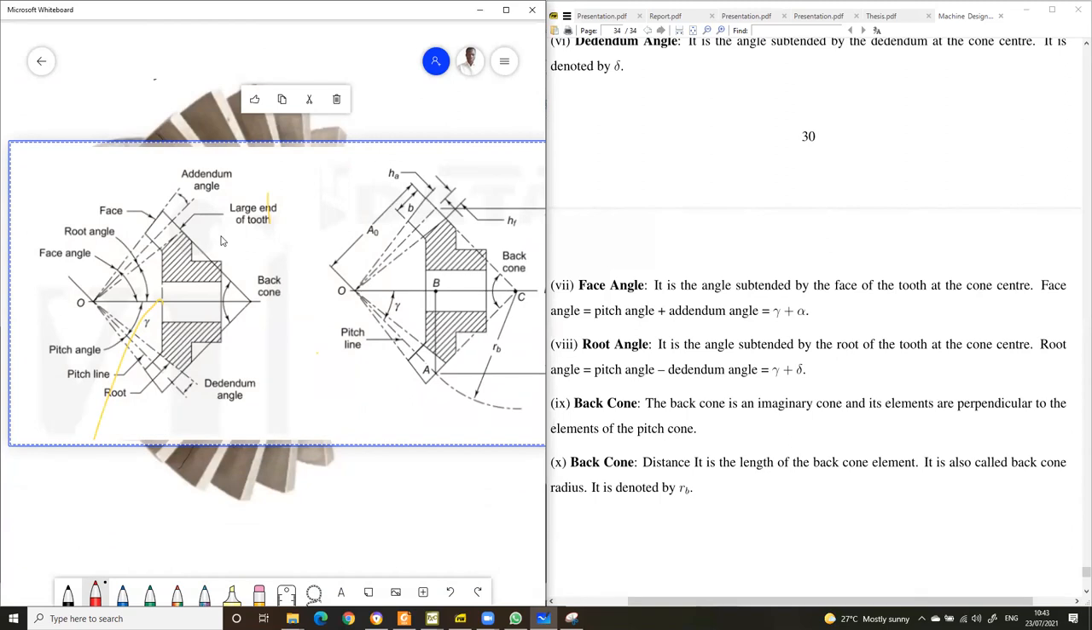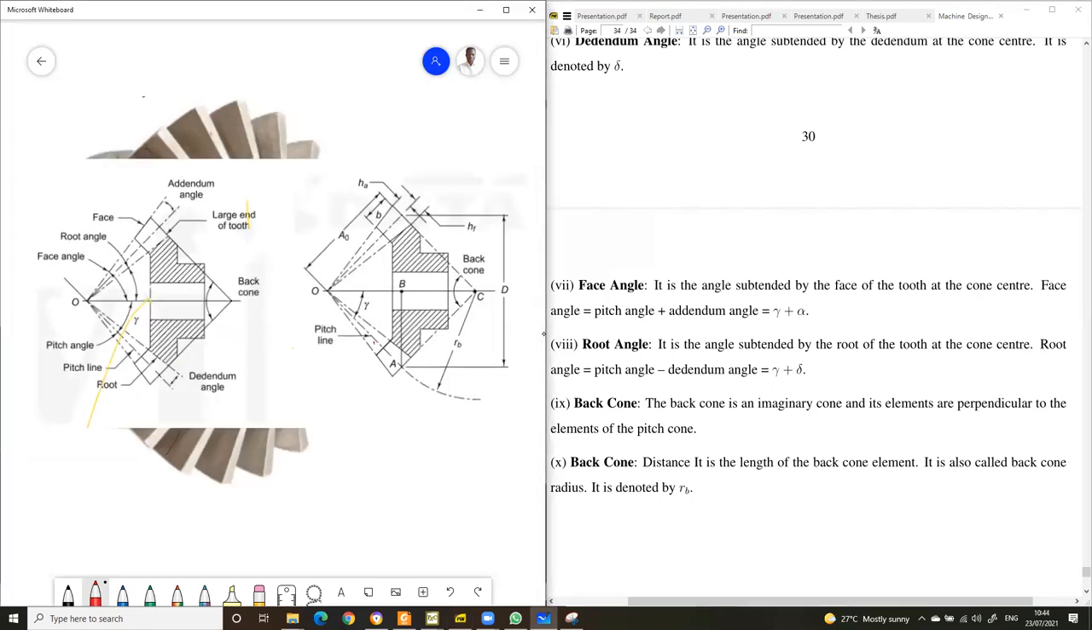Yeah. And then the back cone has a distance. We call it the back cone distance. It is the length of the back cone element, and we can denote that using the variable RB. It is also called the back cone radius. So the length of the back cone element, which is also called the back cone radius, is the back cone distance. We can determine that from this point to the pitch point on the gear. So that is the back cone radius. Any question?